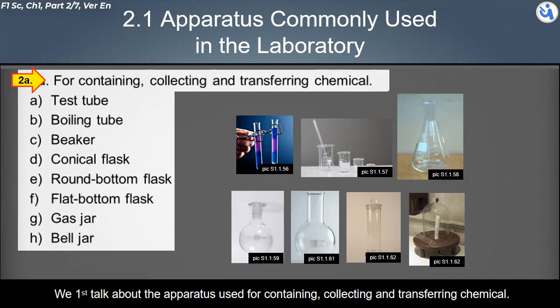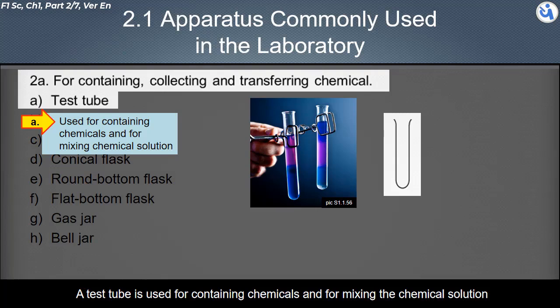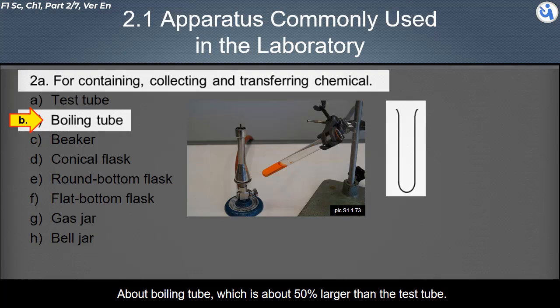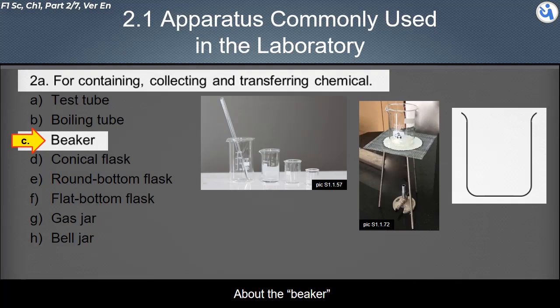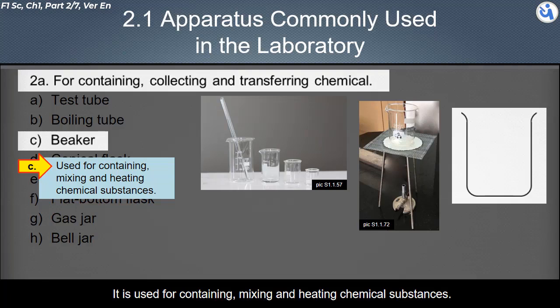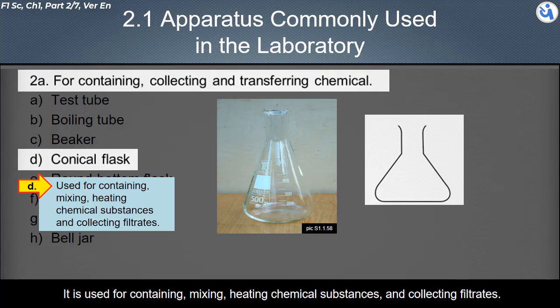We first talk about the apparatus used for containing, collecting, and transferring chemicals. About the test tube. A test tube is used for containing chemicals and for mixing chemical solutions. About the boiling tube, which is about 50% larger than the test tube. It is used for heating chemical substances. About the beaker. It is used for containing, mixing, and heating chemical substances. About the conical flask. It is used for containing, mixing, heating chemical substances, and collecting filtrates.